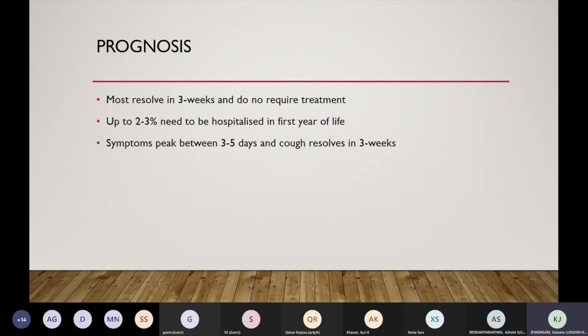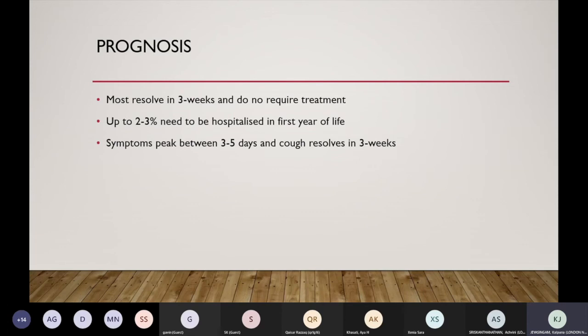And treatment is usually symptomatic and supportive, i.e. you support them with the feeding via NG tube or IV fluids if they can't take it orally because they have significant respiratory distress. They may need oxygen supply if their SATs are low. And in some rare cases where there's significant respiratory distress with respiratory failure, they might even need CPAP.